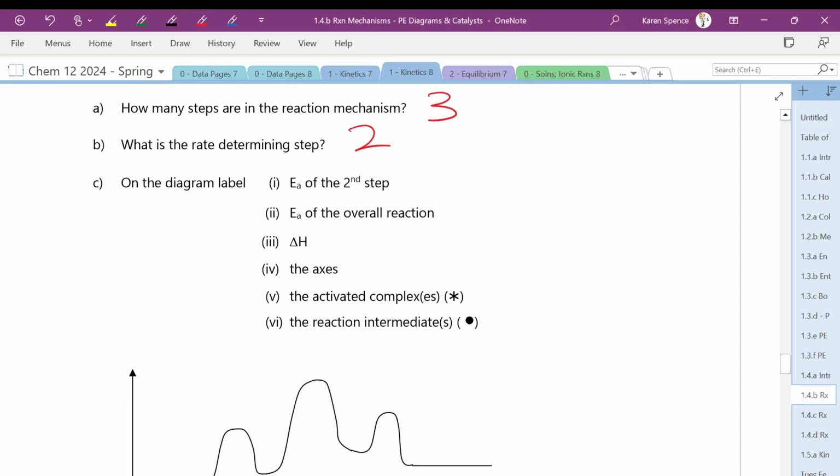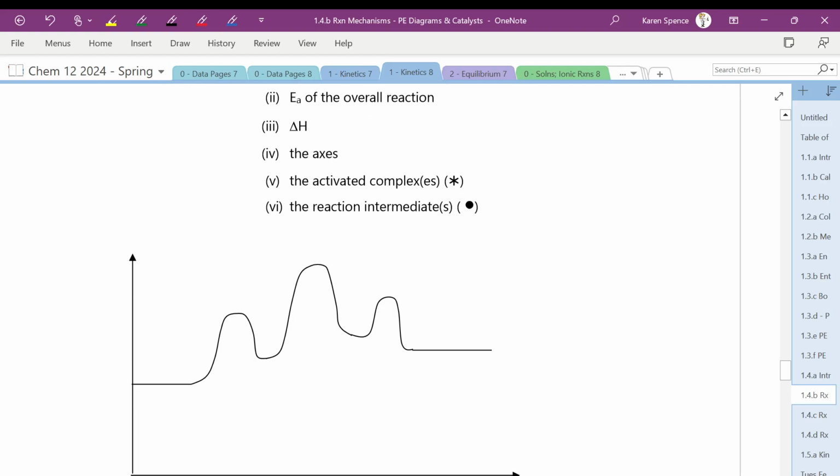And where would we start for labeling the activation energy of the second step? At the beginning of the second step. So this would be the activation energy of step 2. Activation energy of the overall reaction: we would start from the reactants and go up to that peak, and it's kind of hard to draw them all in one place. So I'm going to do it like this, and say that's my activation energy overall.